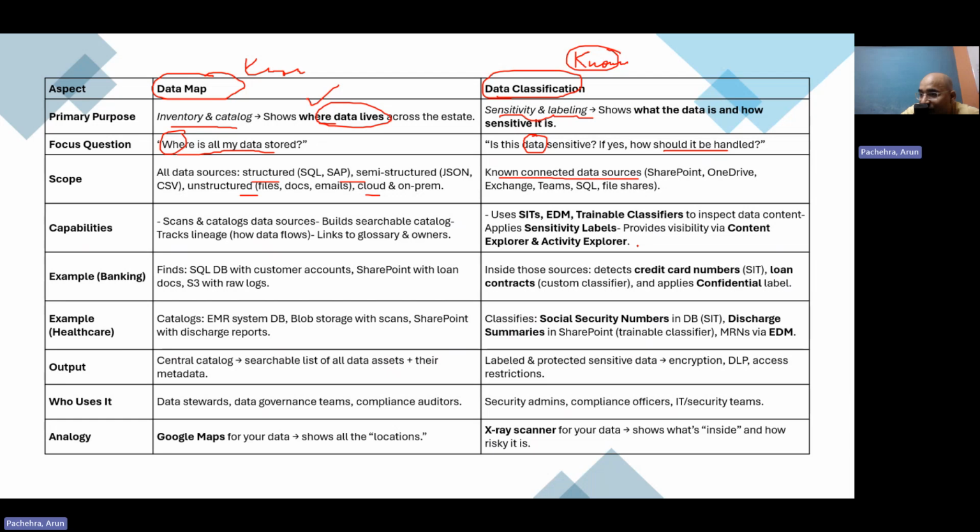Here we just talked about SITs, EDM, trainable classifiers, that's what they do. So SQL DB with customer accounts, SharePoint with loan docs, S3 with raw logs, it finds where the data is. Inside those resources, it detects. So now the data is found. Where is it found? Now the data is known. Once the data is known, it will go ahead and apply the classifier or sensitivity labels. All right.